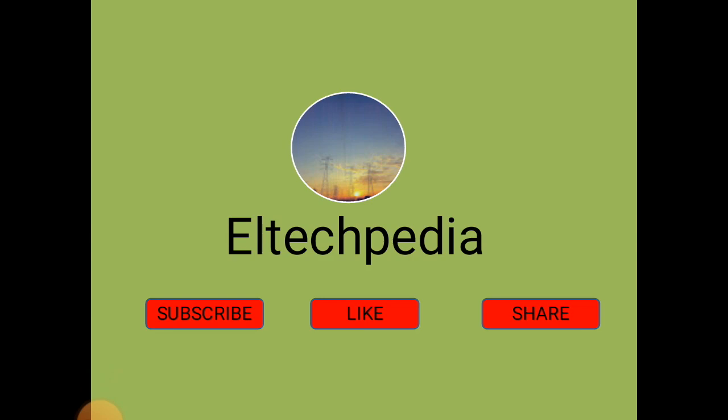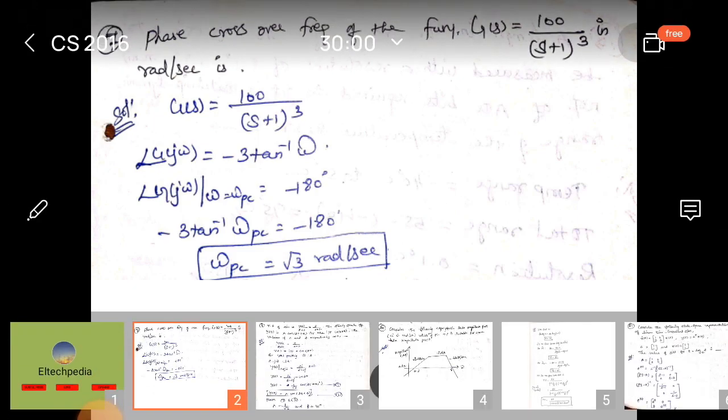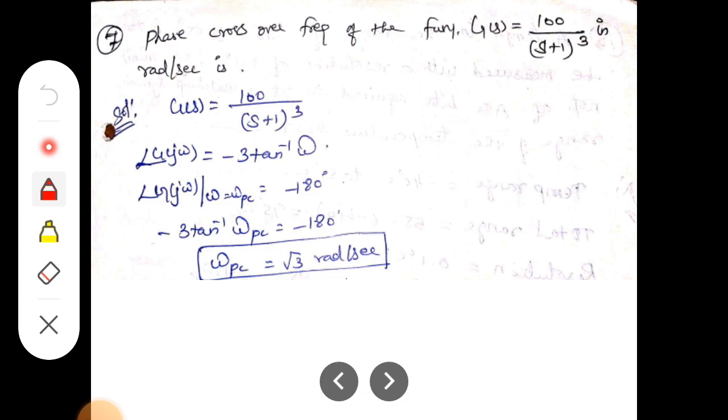Now we will discuss the GATE question paper 2016 for the concept of control system. So we will go for the concept. The first problem: the phase crossover frequency of the control system with transfer function 100 divided by (s plus 1) whole cube, in radian per second. They require the phase crossover frequency, so that is in radian per second.